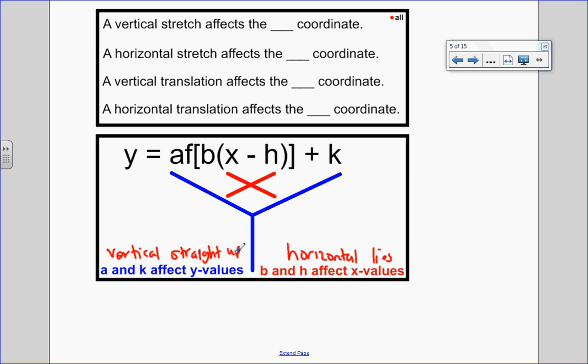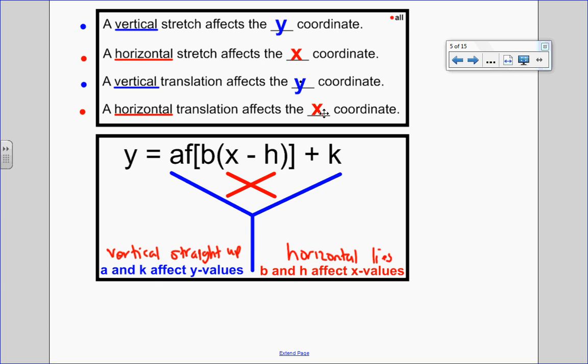Okay, so a vertical stretch, anything vertical, affects the y coordinate, just like a vertical translation affects the y coordinate. Horizontal ones on the inside affect the x coordinate. So horizontal stretch affects x, and a horizontal translation also affects x.